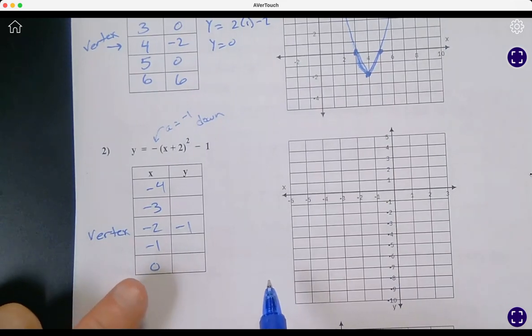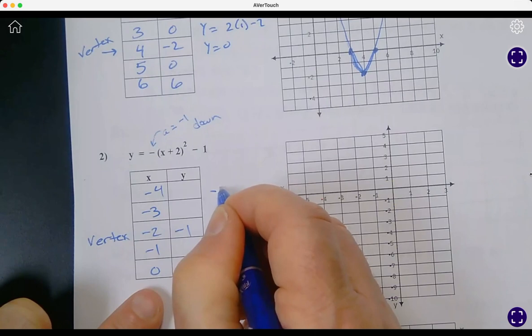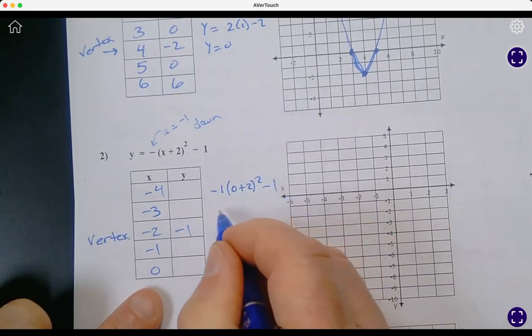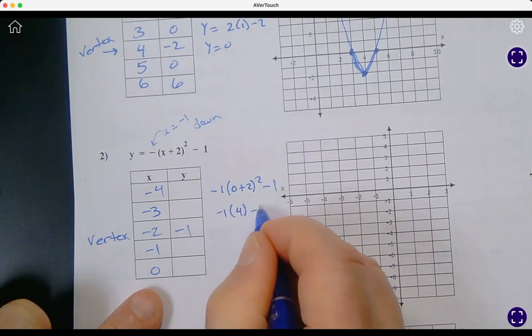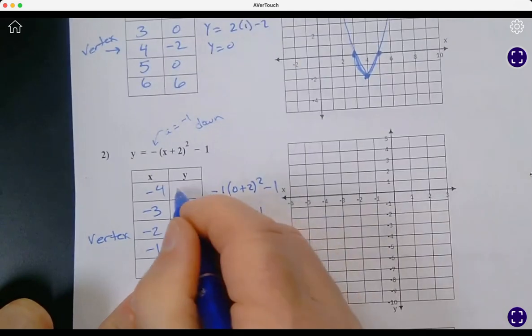All right, now I'm going to do negative 3, negative 4, 1, and 0. All right, I'm going to do 0 first. So I have negative. Remember, there's a little imaginary negative 1 there, right? So that gives me negative 1 times 4. That's negative 4 minus 1. That's negative 5. Boom and boom.